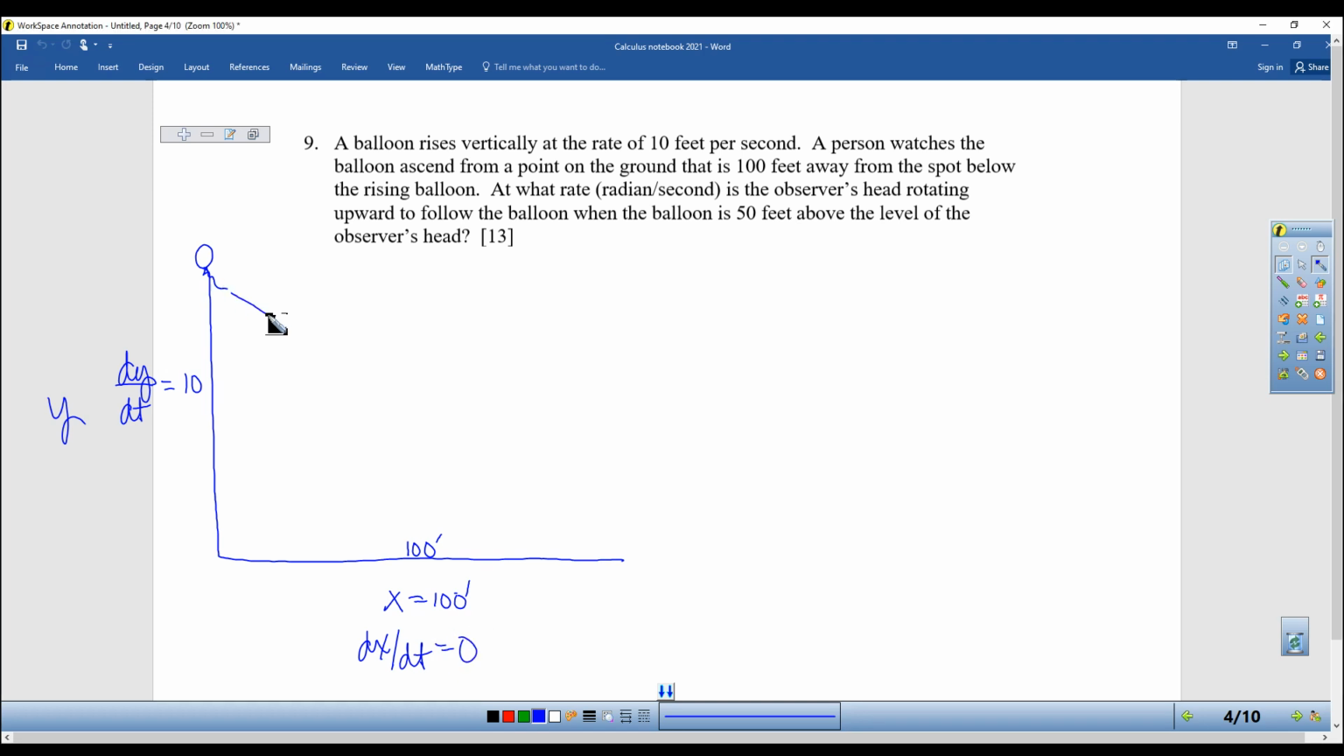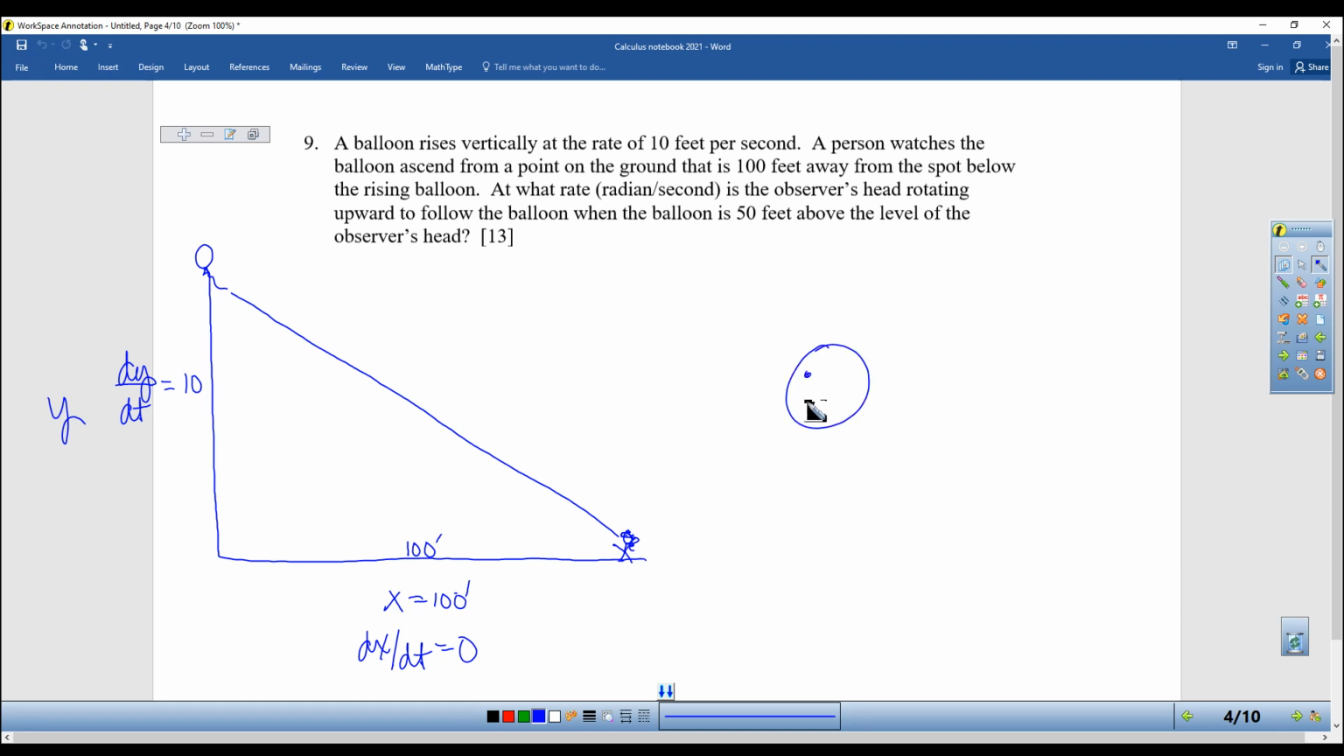At what rate, here's the giveaway, in radians per second is the observer's head rotating? So try and understand what's going on here. You got this person that's standing here. My pen doesn't want to draw that small. And they got a lot of hair, I guess. And their head is turning upward.